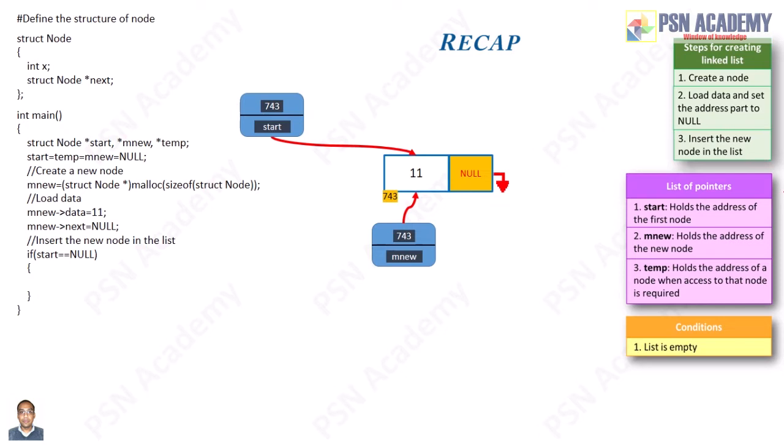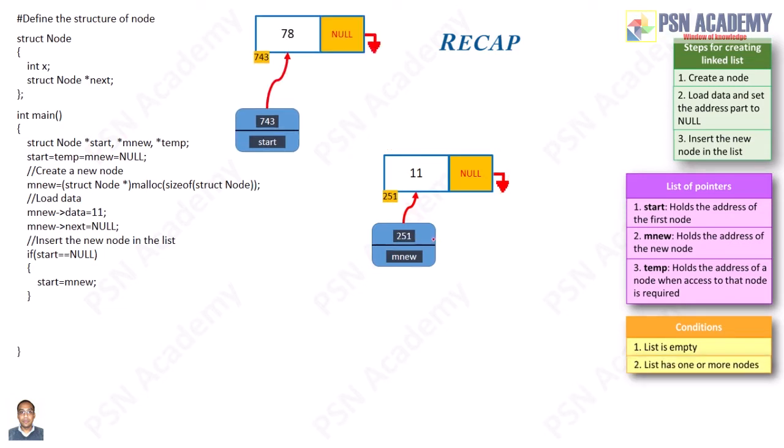If the list is empty, then the new node pointed by mnew will be the first node. So we write start equal to mnew, so that start will point to this new node pointed by mnew. When the list is non-empty, then this new node will be in the first position of the list. And this node, which is now at position number 1, will be in position number 2.